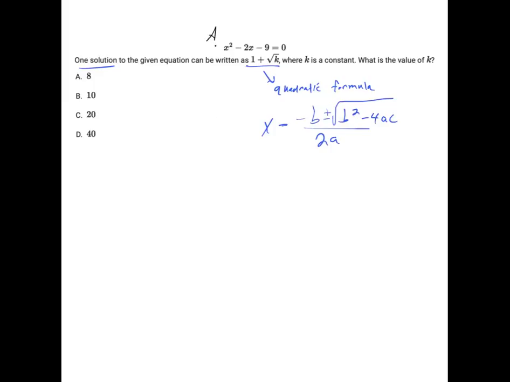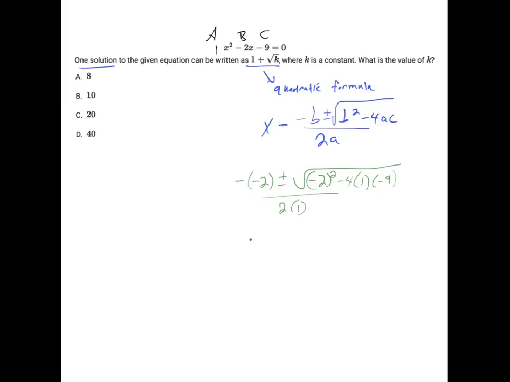So the A is 1 in front of the x squared, the B is the -2, and the C is the -9. And so that's -2 plus or minus square root of -2 squared minus 4 times 1 times -9 all over 2 times 1.